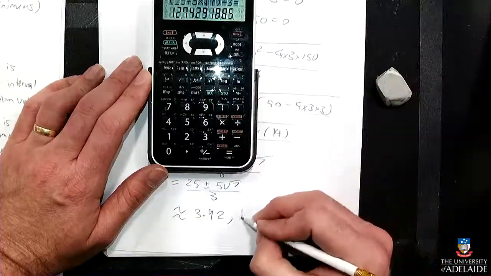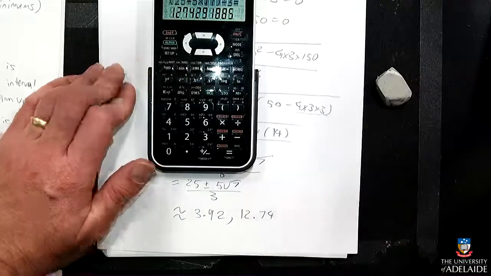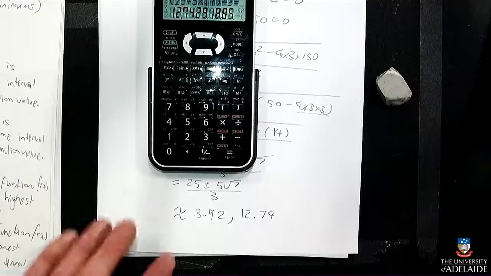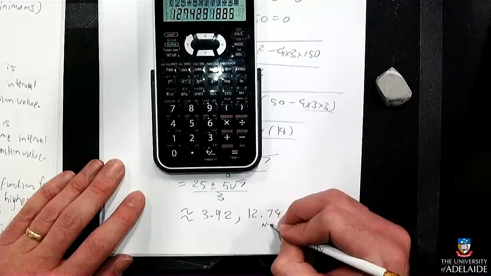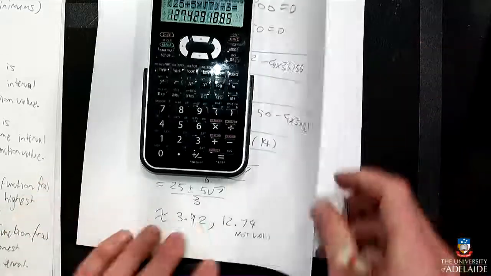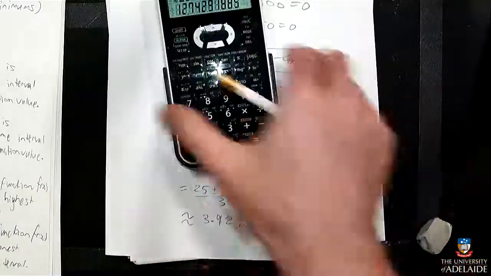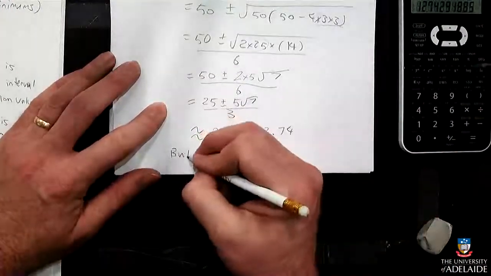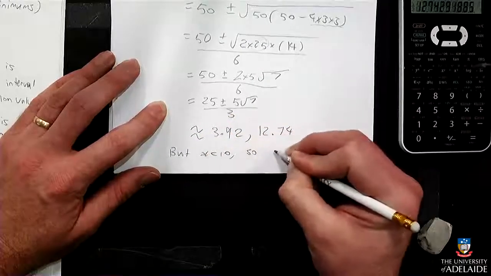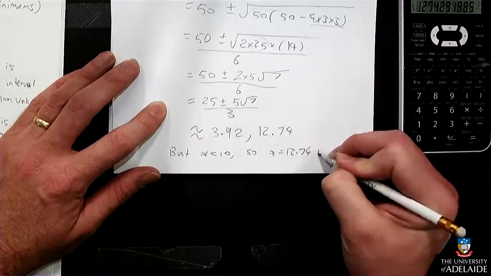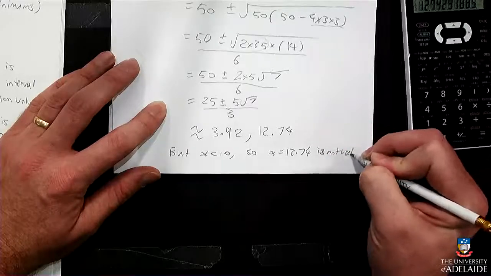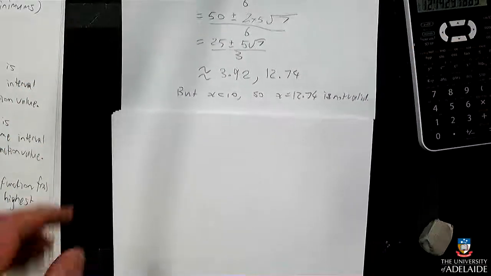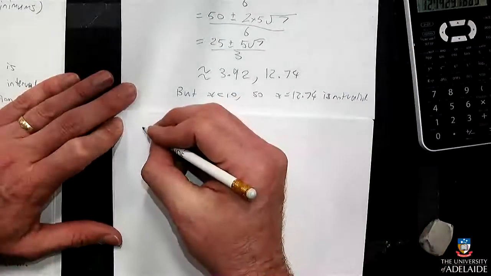Do it with a plus, 12.74. Okay, well, this one doesn't count because my x had to be less than 10. So this is not valid. I really should actually be more specific with it. But x is less than 10, so x equals 12.74 is not valid. Okay, and so therefore we have this sign diagram.